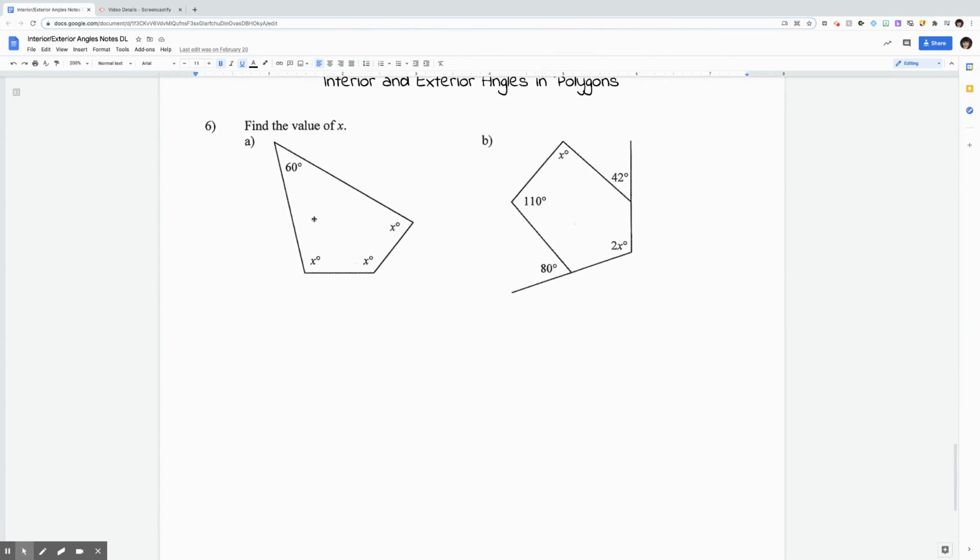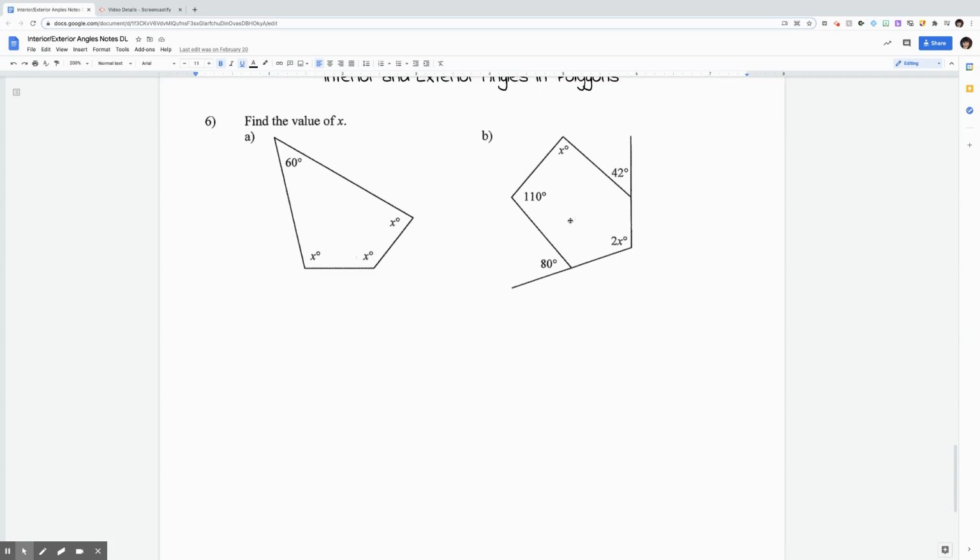Okay, I'm going to do this first one, and then I'm going to give you a chance to try this second one here on your own. Okay, so let's take a look. So here, the goal is to find the value of x.